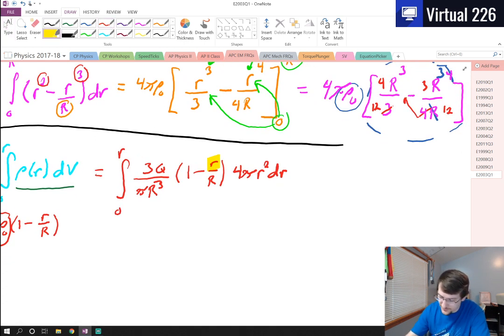So let's figure out what constants we can bring to the outside. Well, I've got 3 is a constant, q is a constant, pi is a constant, big R cubed is a constant, and the 4 pi are constants as well. So that's a whole bunch of stuff to bring to the outside, but let's go ahead and do it.